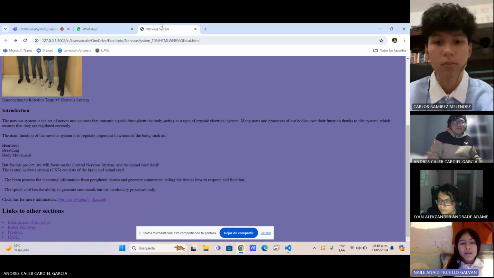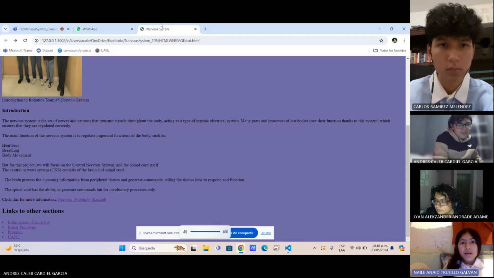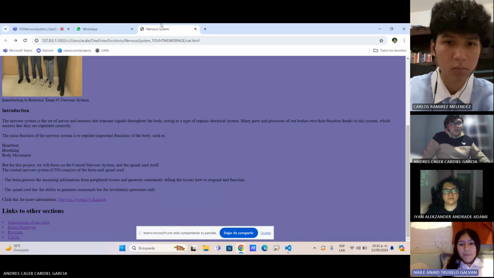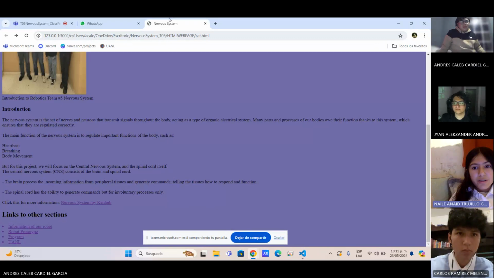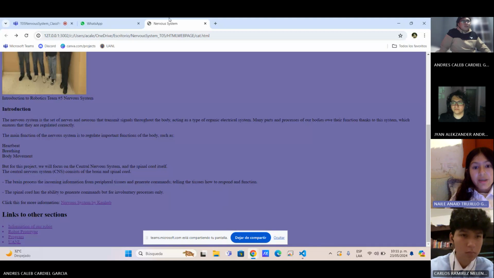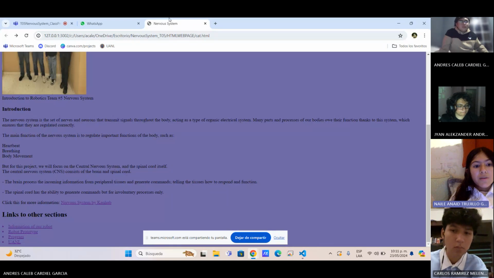The nervous system is a set of nerves and neurons that transmit signals throughout the body, acting as a type of organic electrical system. Many parts and processes of our bodies owe their function to this system, which ensures that they are regulated correctly. The main function of the nervous system is to regulate important functions of the body, such as heart rate, breathing, and body movement. But for this project, we will focus on the central nervous system and the spinal cord itself.